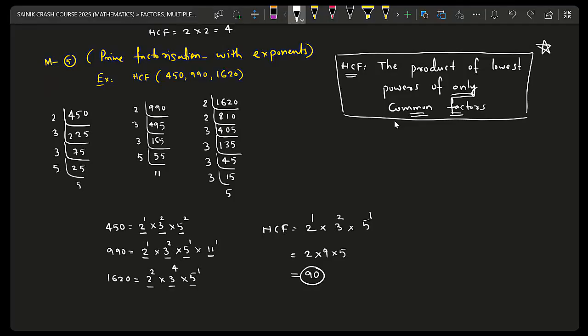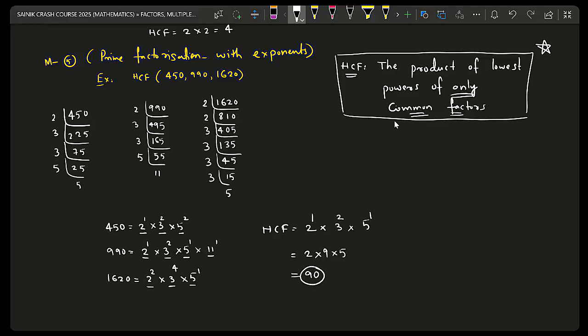See, you understood prime factorization, Sudeshna? Yes, sir. So for every number, first we have to prime factorize. For 450, what is the prime factorization we got? 2 power 1 into 3 square into 5 square, right? And for 990, we got 2 power 1 into 3 square into 5 power 1 into 11 power 1, right? And for 1620, we got 2 square into 3 power 4 into 5 power 1.